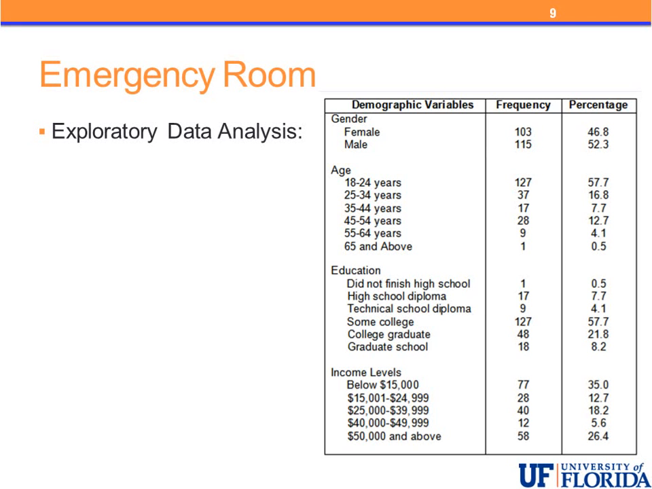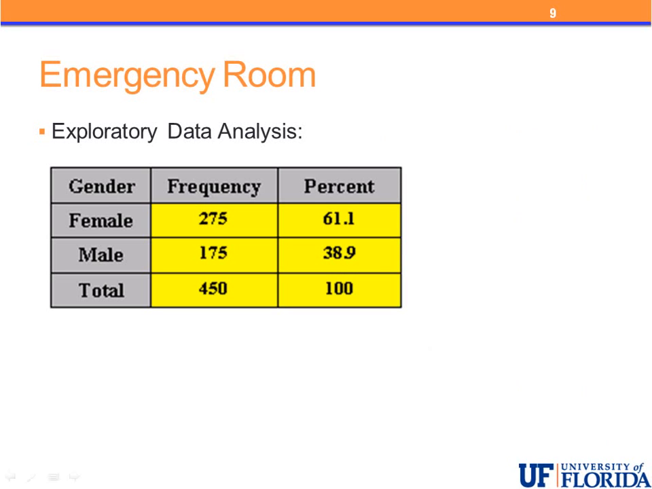Often the purpose of this type of one-variable analysis will be to give an overall descriptive summary of the patients in the sample. How well does it represent the population to which you want your results to apply? The closer your sample matches the population of interest, the fewer limitations there are in your results. Here we see that among the 450 patients surveyed, 61.1% were female.